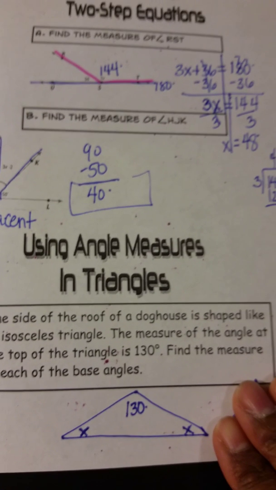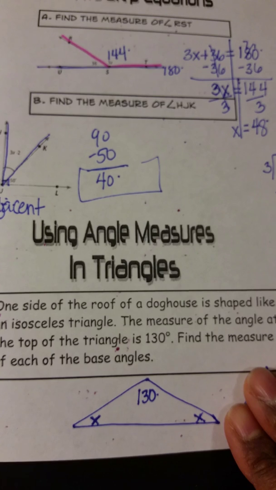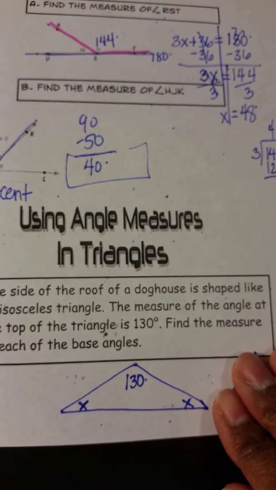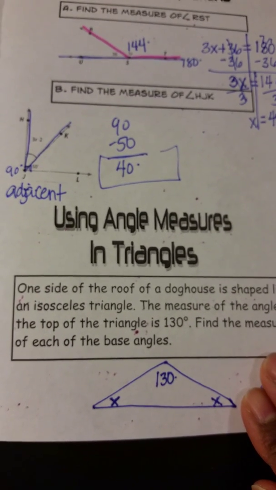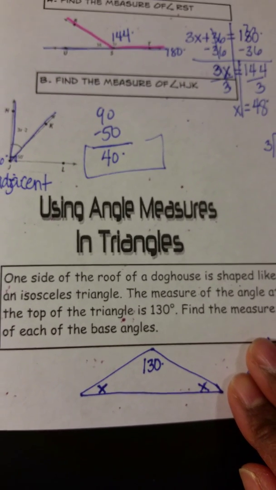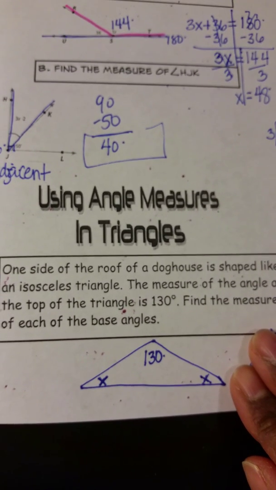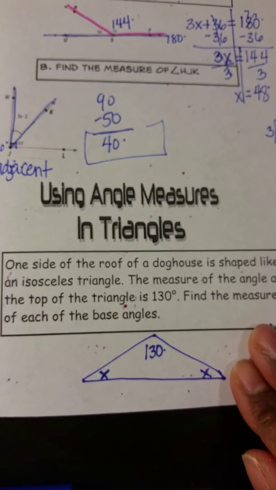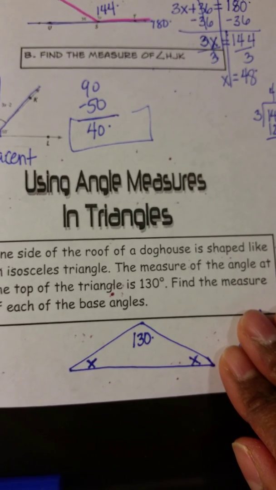Now our next question says, one side of the roof of a doghouse is shaped like an isosceles triangle. The measure of the angle at the top of the triangle is 130 degrees. Find the measure of each of the base angles. So here you see I've drawn an isosceles triangle. We know the definition of an isosceles triangle means there's two equal sides, two equal angles.